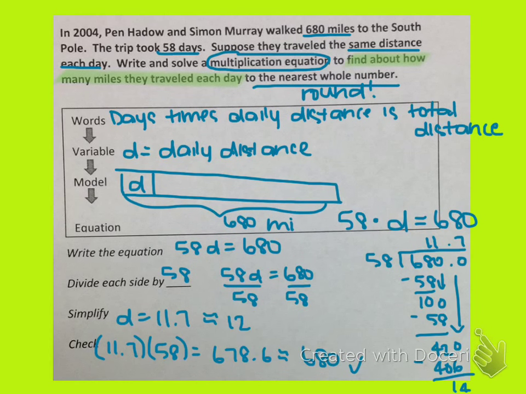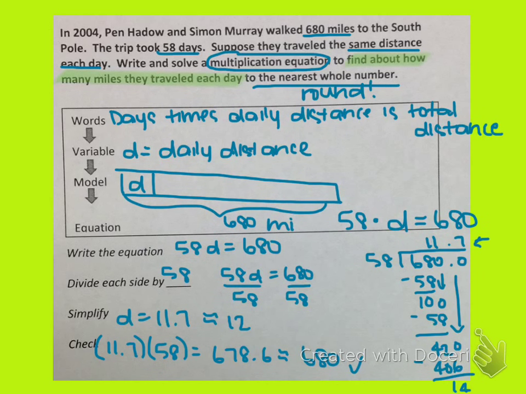Okay, so there was a lot of work involved there. You wrote the equation, 58 times D equals 680. You had to divide each side by 58, and when you did that, you got a decimal, and you could have kept going. But it says to round to the nearest whole number, so really all I need to know is what number is in the tenths place, because that's going to tell me if I'm going to round up or if it's going to stay the same. While I still have a remainder, I could keep going, but I'm going to stop because I've gone as far as I need to. So 11.7 can be rounded to the nearest whole number of 12. So we're saying their daily distance is about 12 miles.